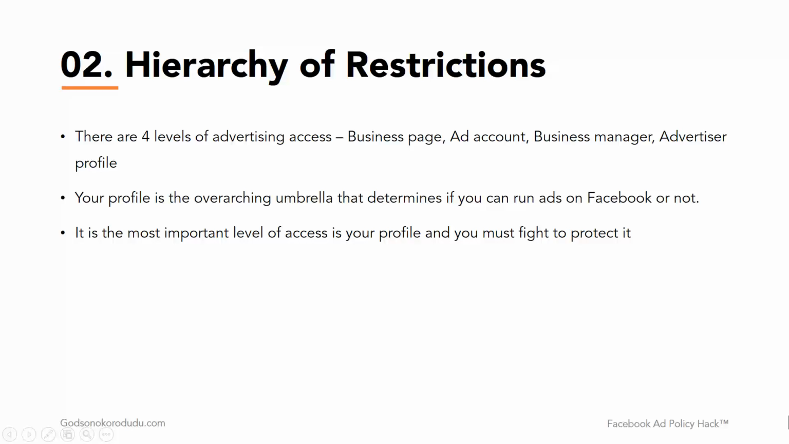Welcome to the second lesson, Hierarchy of Restrictions. There are 4 levels of advertising access restrictions, or let me say advertising access. So for you to run ads, you must have access to these 4 levels. We have business page, we have ad account, we have business manager, and then the advertiser profile.